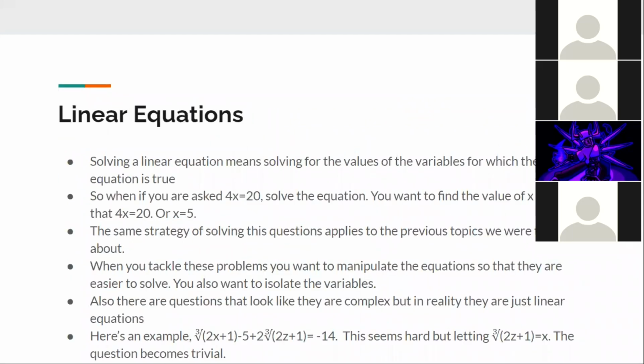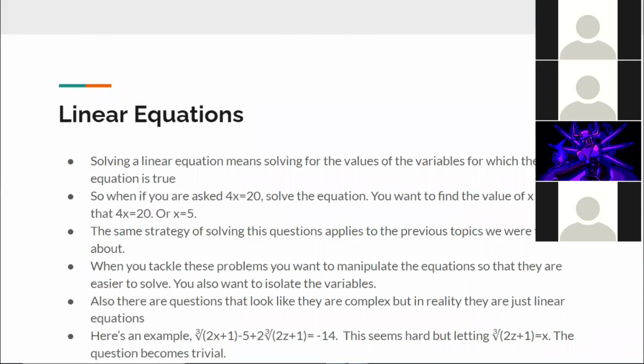Okay, so now let's move on to linear equations. Solving a linear equation basically means solving for the values of the variables for which the equation is true. So when you're asked 4x is equal to 20, solve the equation, you want to find the value of x such that 4x is equal to 20, which would be when x is equal to 5, because 4 times 5 is equal to 20.